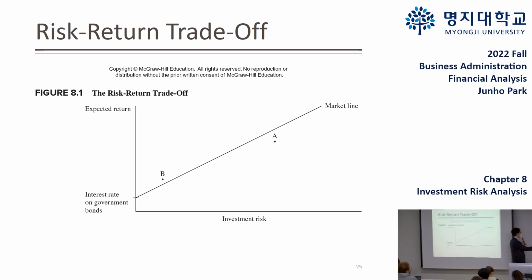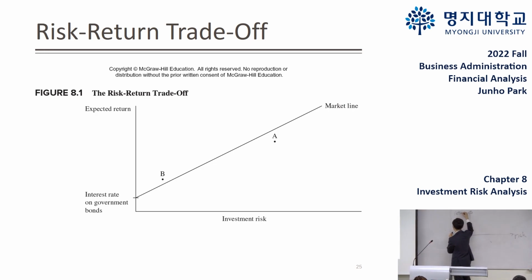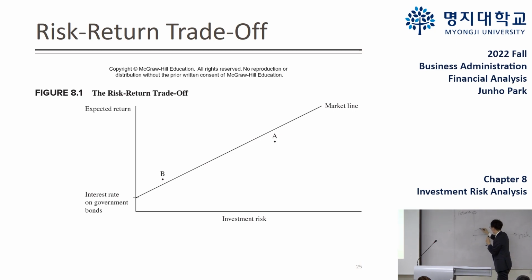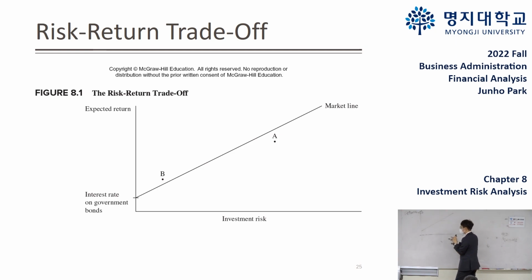So suppose that through some analysis you found that there is a project and the risk of the project is at this level. However, the return from the project is at this level. And then if you point that into this graph, you will find that this is here, below a certain level.